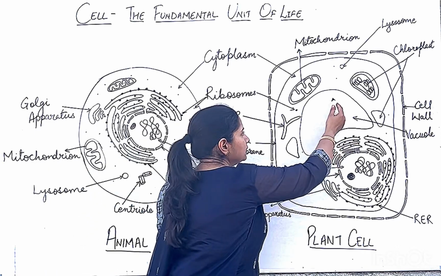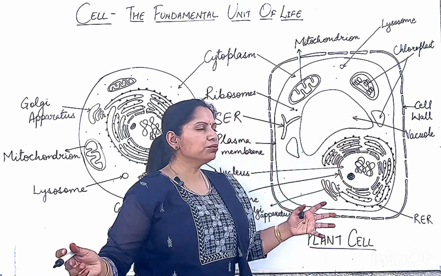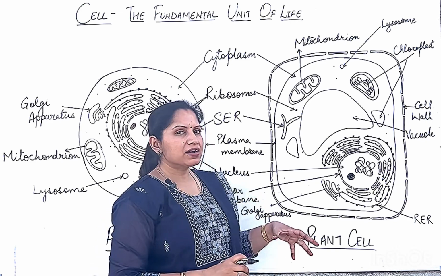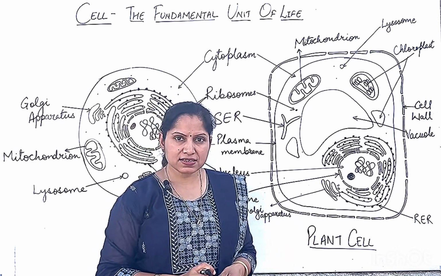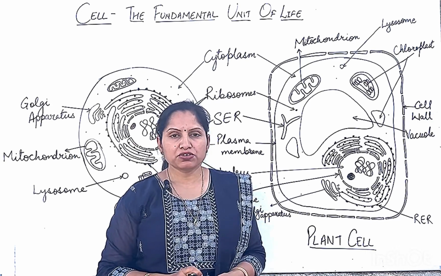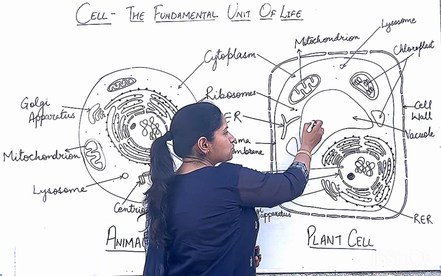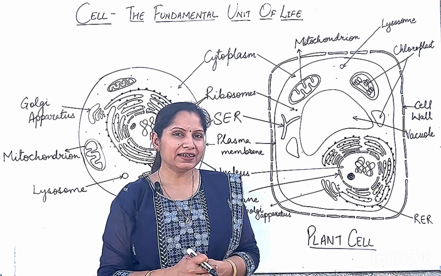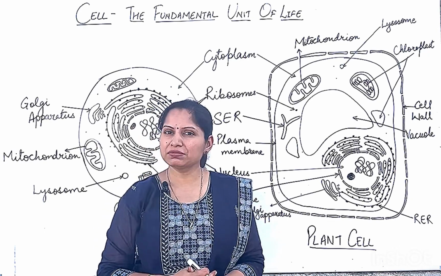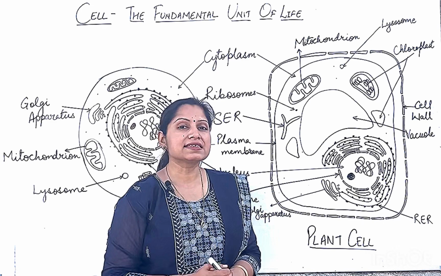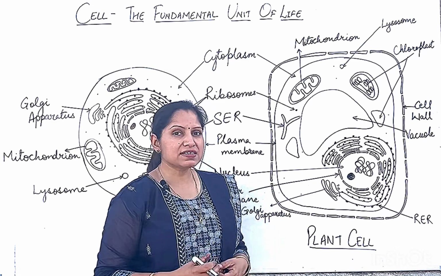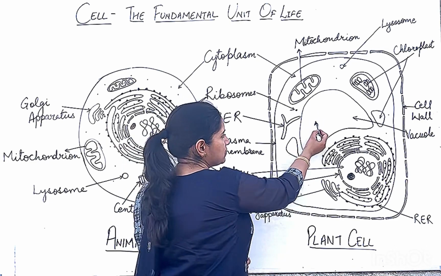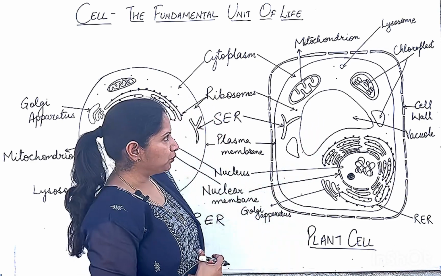Now, another structure that you can see is a big, huge structure, the vacuole. A plant stores its organic acids, its waste, and some amount of water, all in the vacuole. And the vacuole has a fluid content. I hope you remember its name. That is called the cell sap. So whatever fluid is present inside the vacuole is known as cell sap.